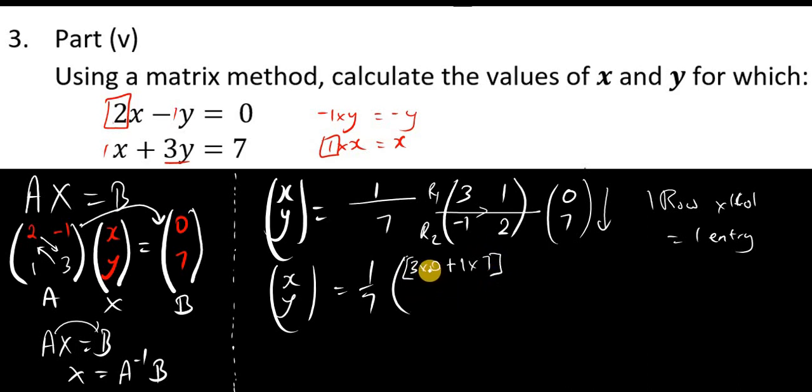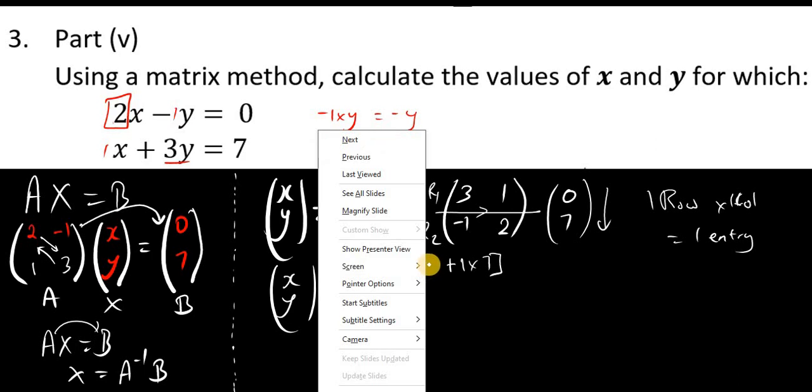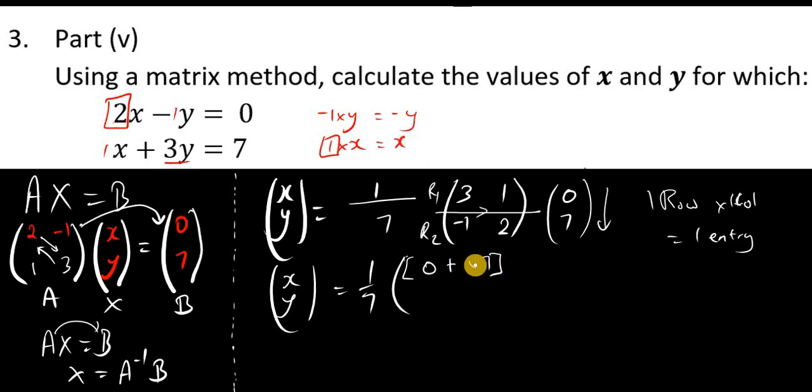Now what is 3 times 0? 3 times 0 is 0. What is 1 times 7? Simply 7, right? So that's what we have so far. 1 row by 1 column gave us 1 entry. What's that entry? 0 plus 7, which is 7.